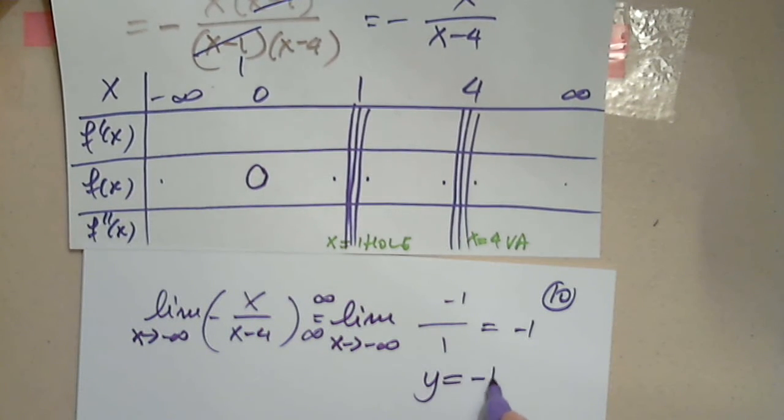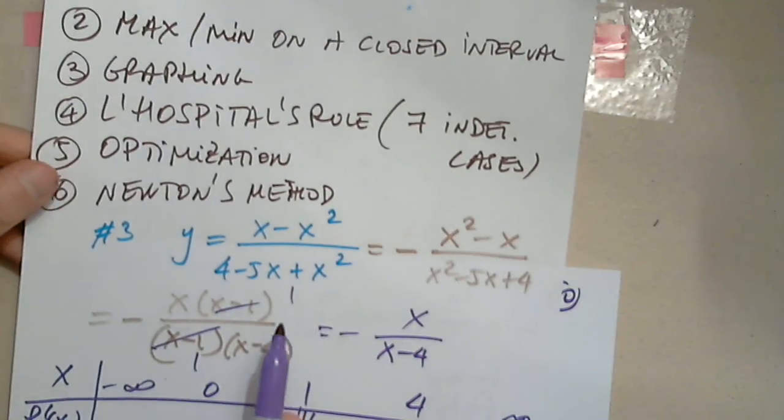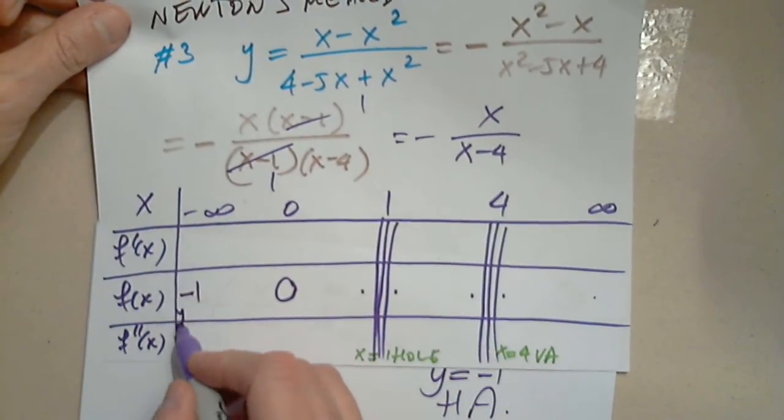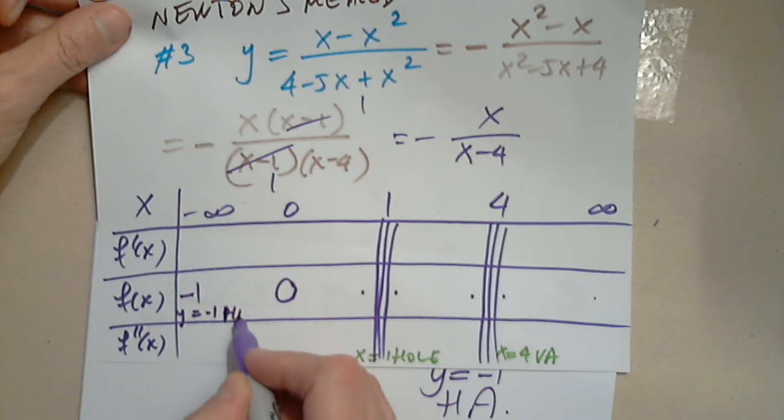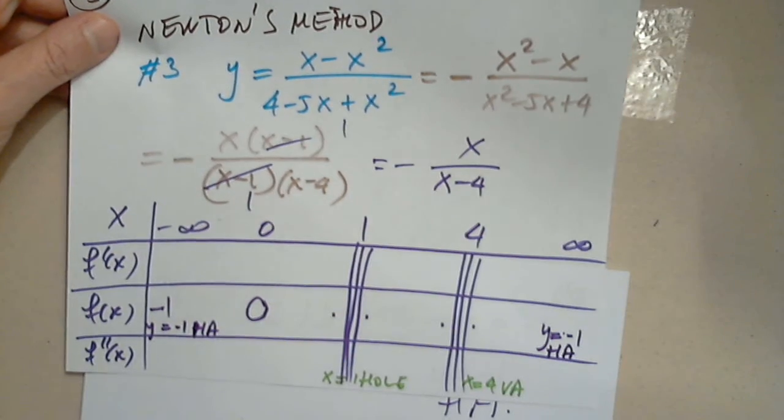Which means y equals negative 1 is a horizontal asymptote. I don't need to determine the other one because this is a pure rational function. So y equals negative 1 is a horizontal asymptote on both ends.